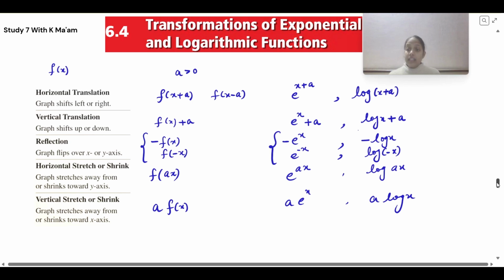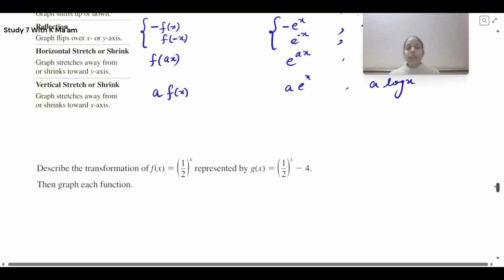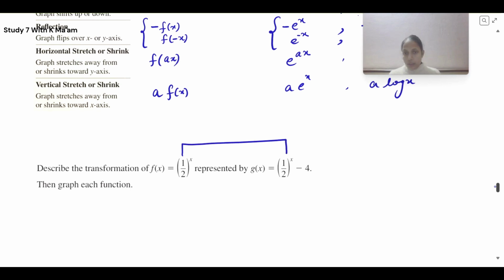Okay, next we have to describe the transformation and graph it. See, what is the difference here? It is 1 over 2 power x, and there is a minus 4 outside. Outside is vertical. It is subtracted, so it translates 4 units down. So you can write: vertical translation 4 units down.